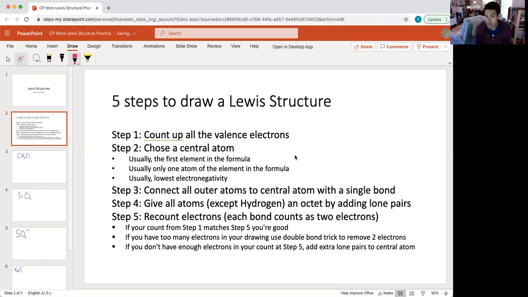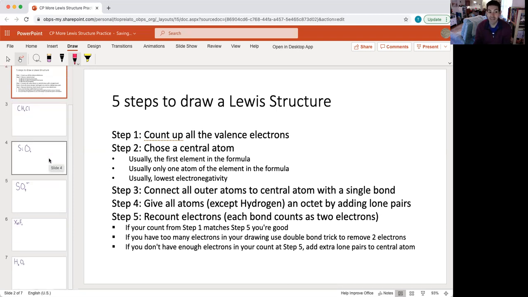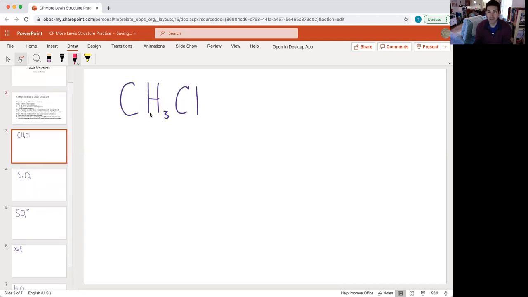If you have too many electrons in your drawing, we can use that double bond trick. That trick will reduce the total count of electrons by 2 by removing 2 lone pairs from 2 adjacent atoms and instead putting in a double bond. And we can do that multiple times if need be. And if we don't have enough electrons in our count at step 5, we would be adding the extra electrons as lone pairs to the central atom. That would be an expanded octet. So we're going to do 5 examples that just kind of reinforce these steps.